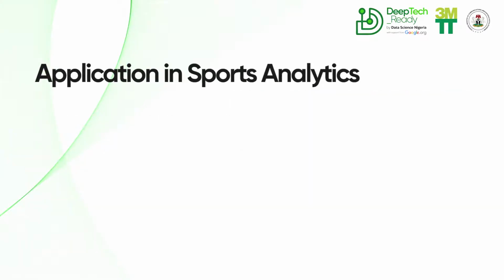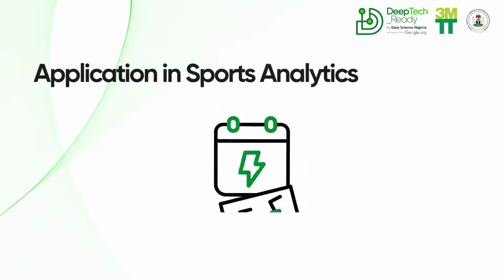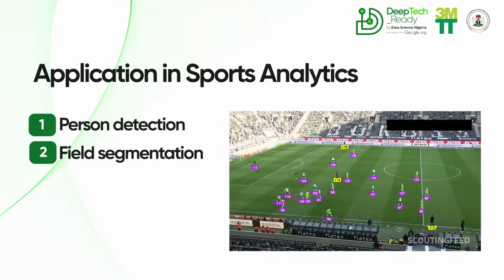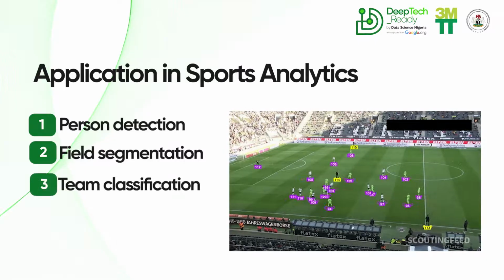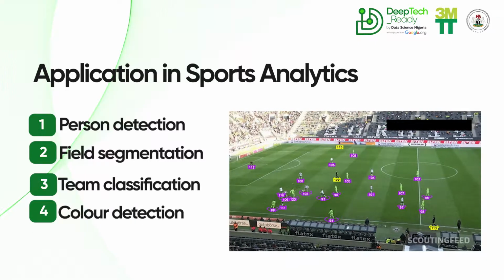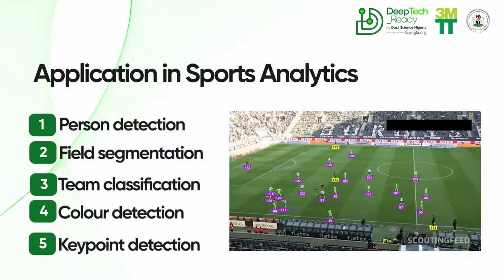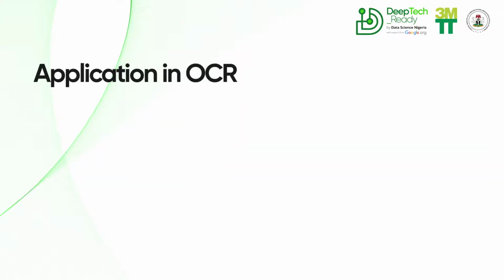Computer vision is also applicable to sport analytics. With the aid of computer vision, you can do person detection, field segmentation, team classification, color detection, and keyword detection. All these things are possible with the aid of computer vision.